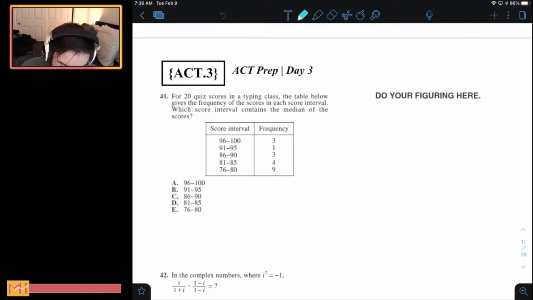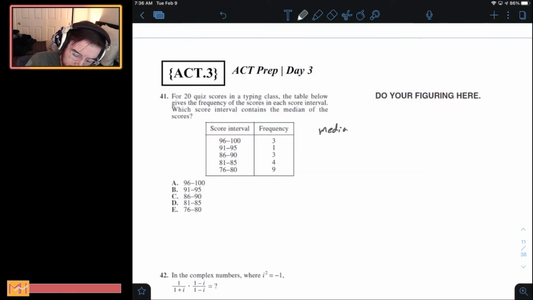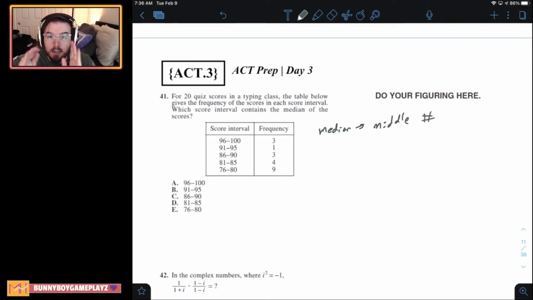41. For 20 quiz scores in a typing class, the table gives the frequency of the scores in each score interval. Which interval contains the median of the scores? The median is the middle number. So how many numbers are there? 3 plus 1 is 4, plus 3 is 7, plus 4 is 11, plus 9 is 20. So for the middle of 20, that's 10 and 11.